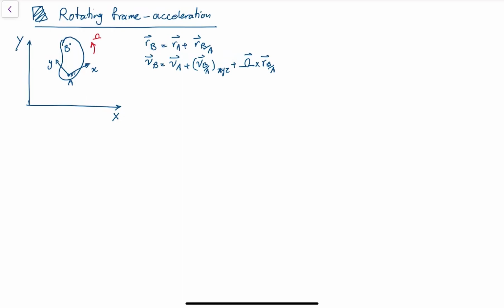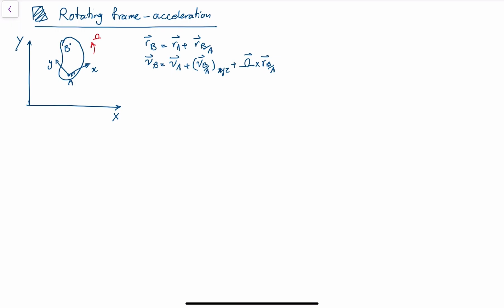Okay, hello, welcome back. So we are continuing with rotating frame analysis. We looked at positions. We can write the position of an arbitrary point B in the base frame to be the position of a known point A in the base frame plus the relative position of B relative to A as observed from this observer.